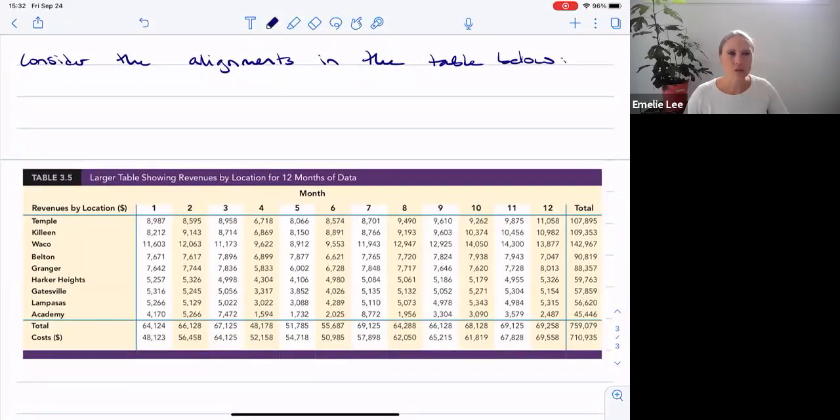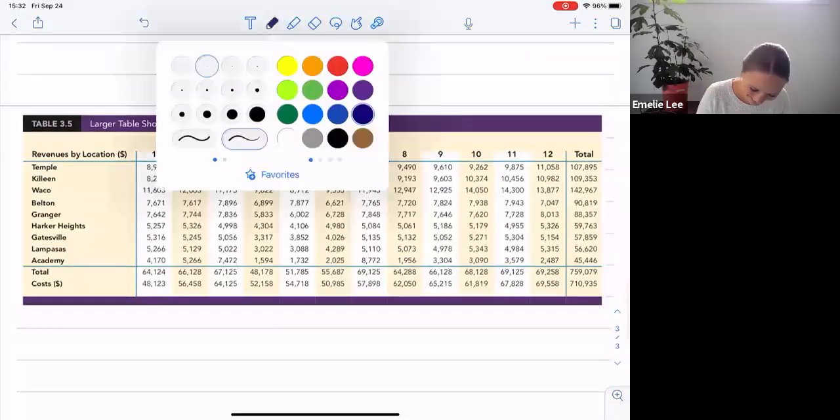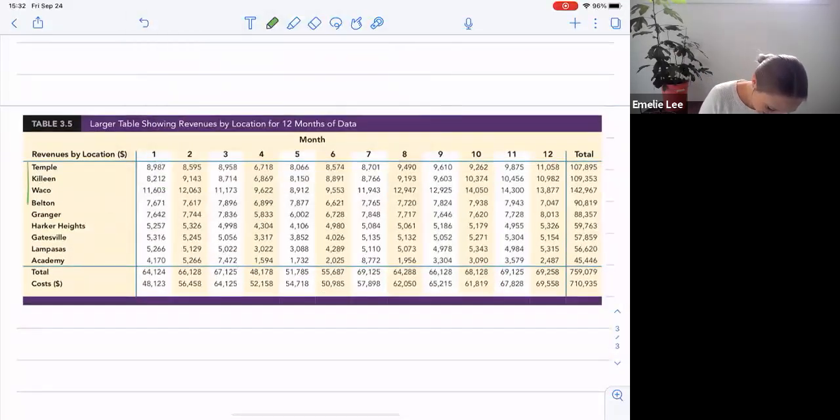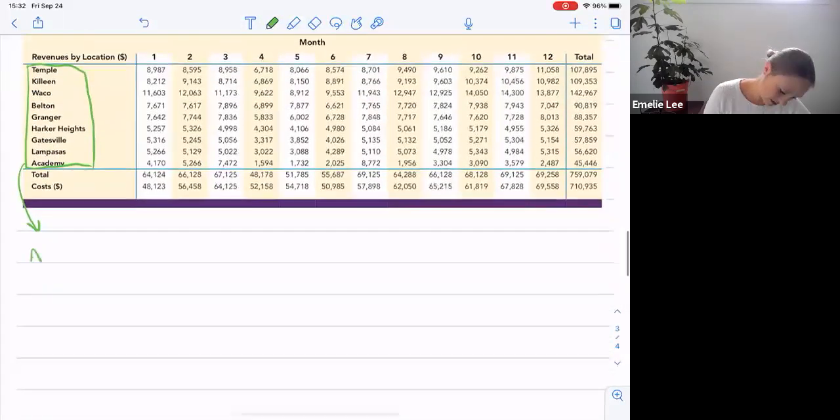Okay. So what do we mean by alignments? In general, there are only 3 alignments that we can talk about. It can be aligned to the right, left, or center. Here, this section is aligned to the left.